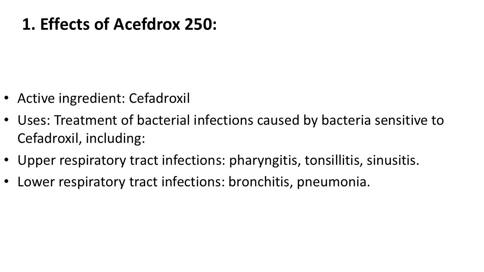The drug is available in an oral suspension form, making it easy to use for both children and adults. 1. Effects of Acefdrox 250. Active ingredient: Cefadroxil. Uses: treatment of bacterial infections caused by bacteria sensitive to Cefadroxil, including upper respiratory tract infections, pharyngitis, tonsillitis, sinusitis; lower respiratory tract infections, bronchitis, pneumonia.